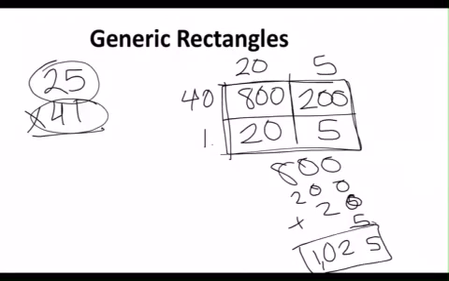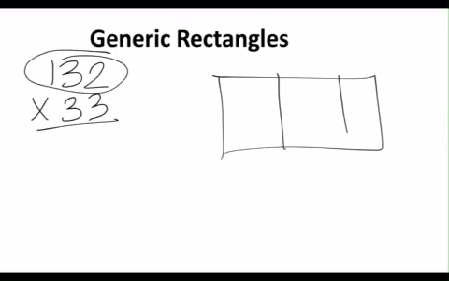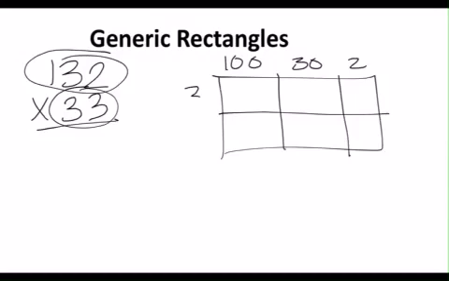So what if you're multiplying with a 3-digit number? The process is still the same. We have 132 times 33. You build out your rectangle. Here we have 3 digits, so we have to divide the top into 3 columns. This one we have 2, so we have 2 columns. You have 100, 30, and 2. Here you have 30 and 3. And you just go through and you multiply it just like before.